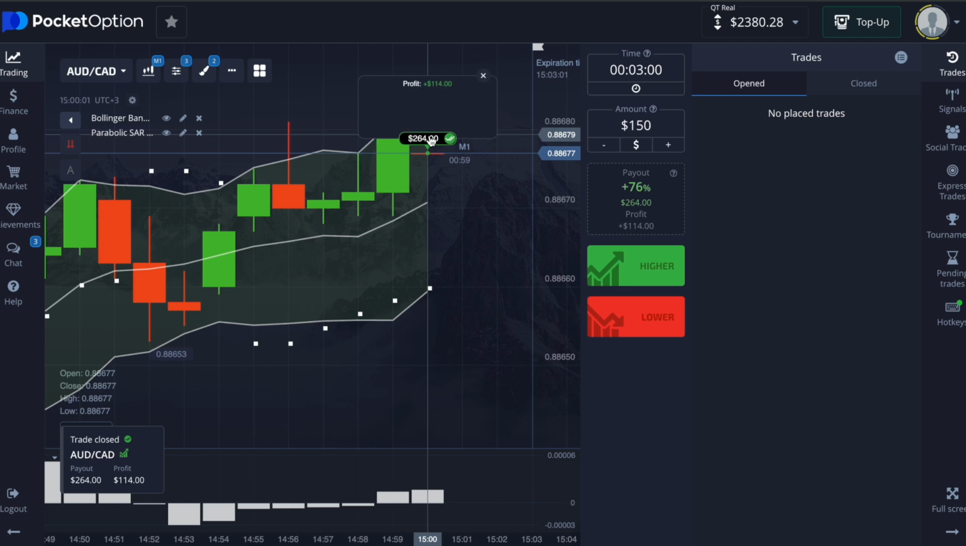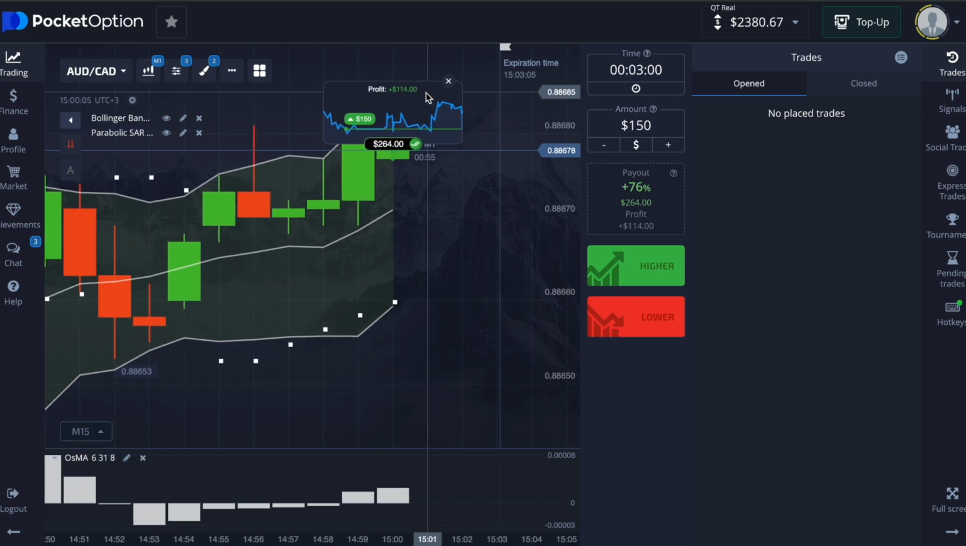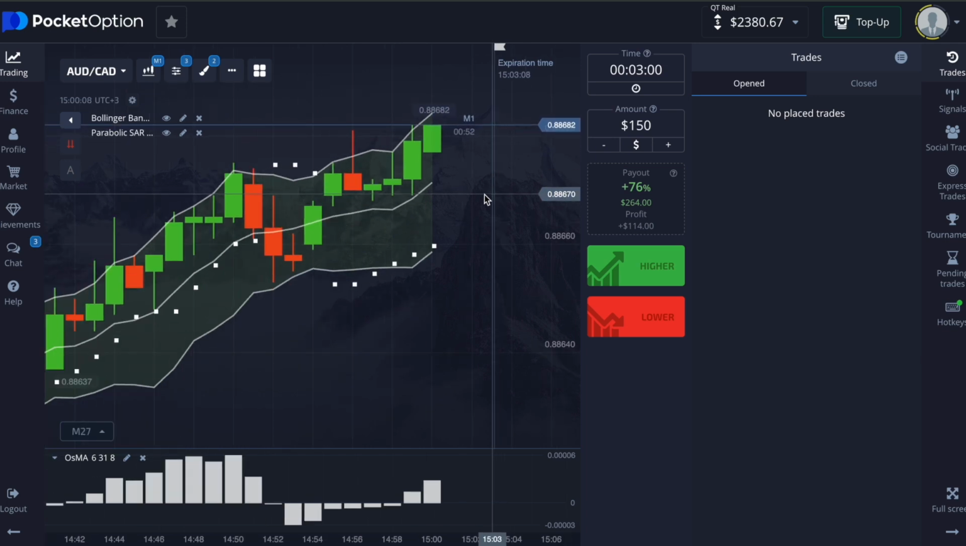My trade closes, and I earn another $114 in 3 minutes. All you need to do is find a currency pair and work in similar situations.